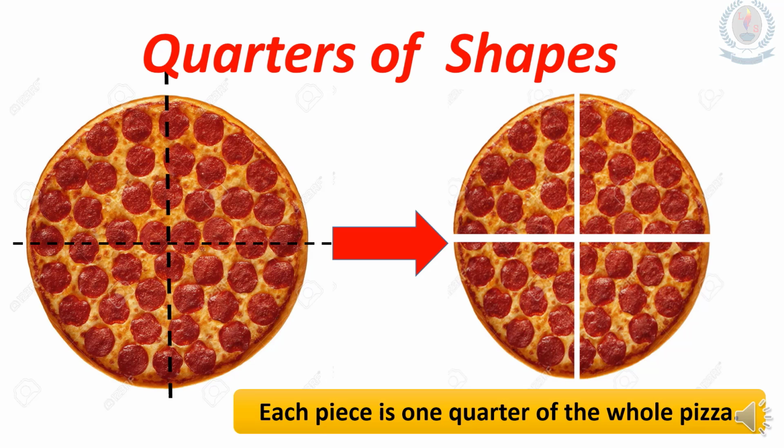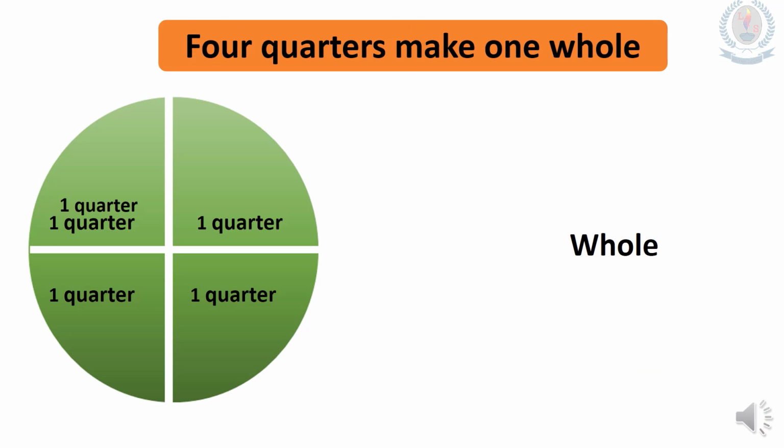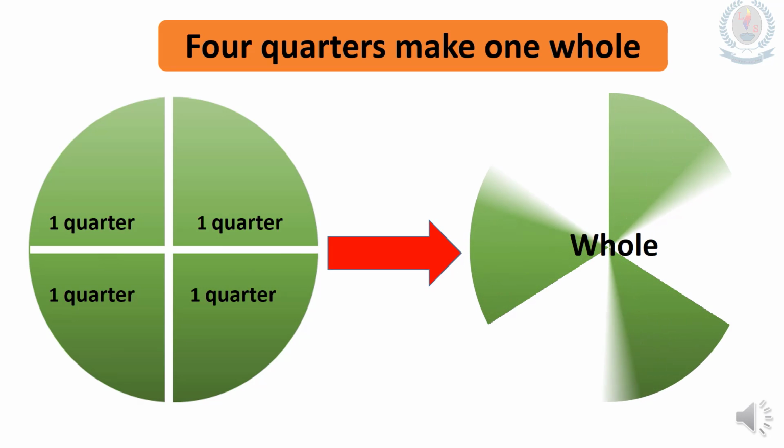Each piece is 1/4 of the whole pizza. Understood? Four quarters make one whole.